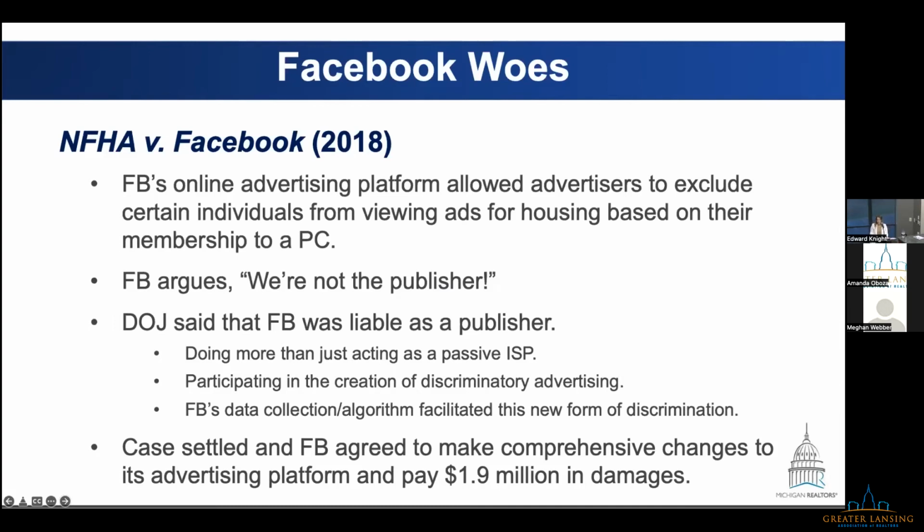This case was actually settled before it went to trial. As part of that settlement agreement, Facebook said that they would make a bunch of changes to their advertising platform. They also agreed to pay $1.9 billion in damages, which sounds like a lot of money, but just to put that into perspective, that year alone, they made $40 billion in revenue. So 1.9 was a lot, but really just a drop in the bucket compared to what they could have paid and probably what they should have paid.